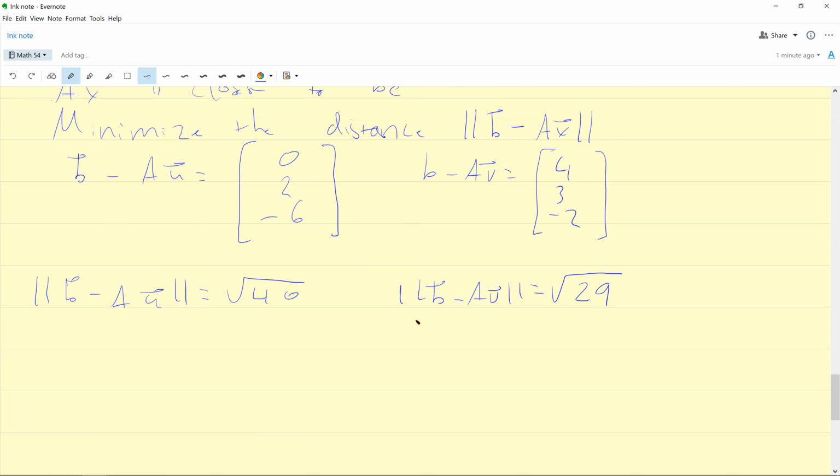So what do these magnitudes tell us now? Since the magnitude for the AU one is larger, U can't be a solution, since you want the distance to be smaller. Yeah, exactly. You cannot be a least squares solution. Any questions about this problem?